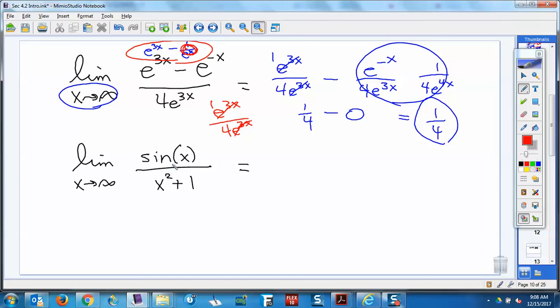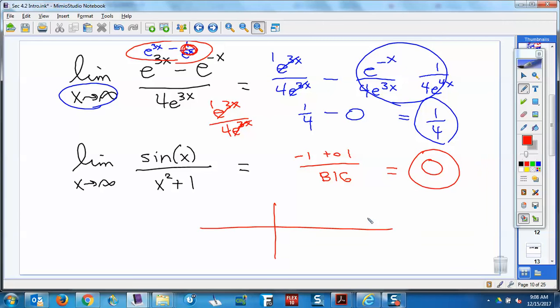Okay, let's talk about this. What happens to sine as x gets really big? Way out here, what's sine doing? Just bouncing back and forth, negative 1 to 1, right? What's the bottom doing as x gets really big? Getting really big. What happens when you have a number that's negative 1 to 1 divided by a really, really big number? It's getting small, getting closer to 0.